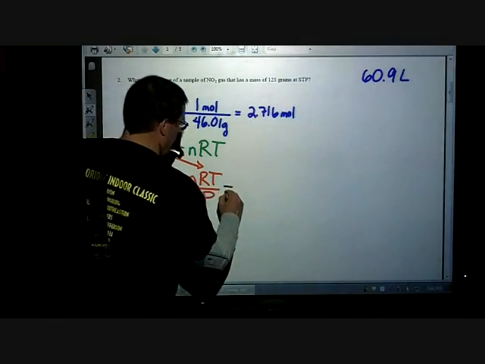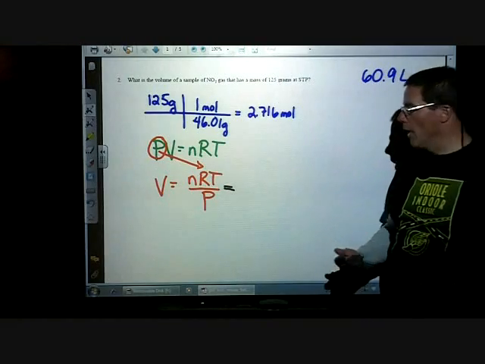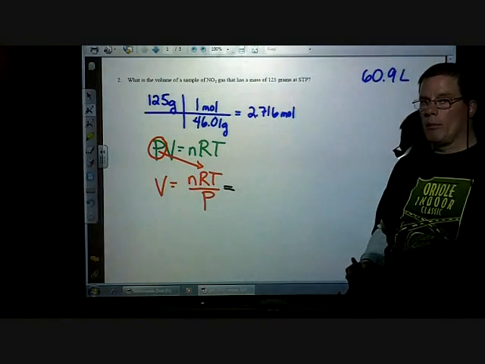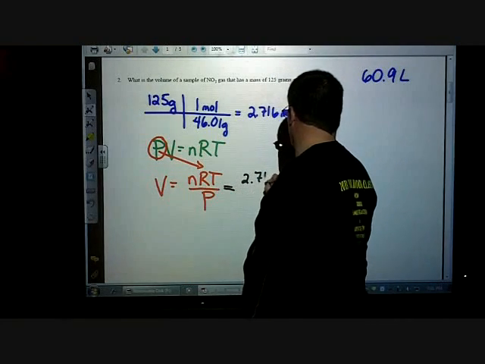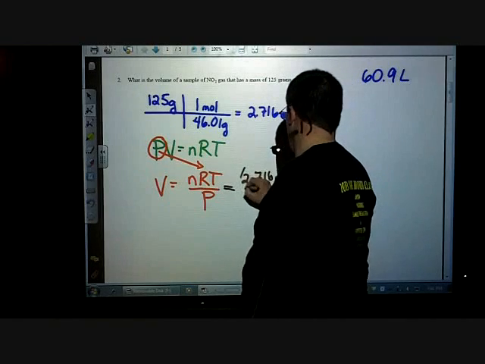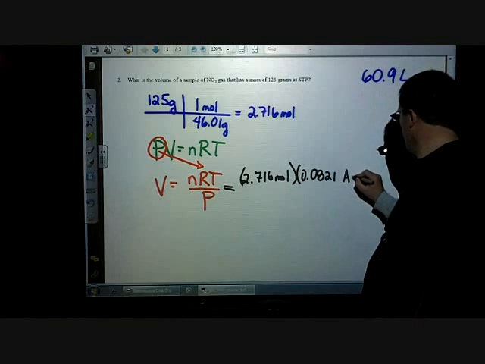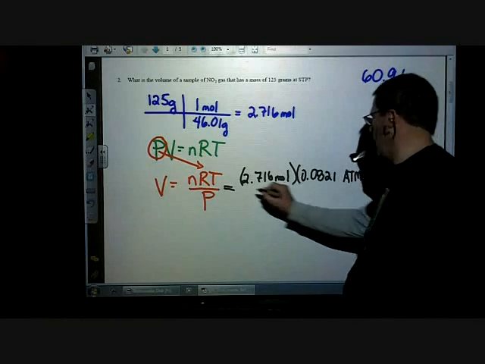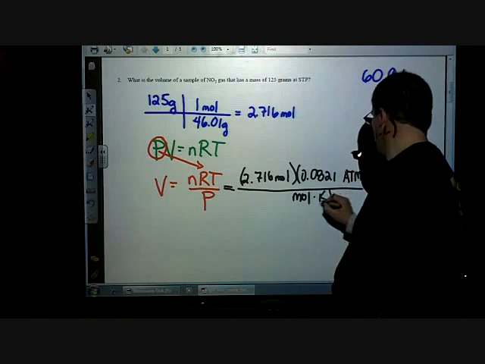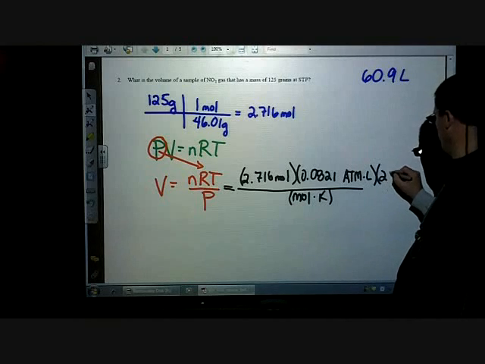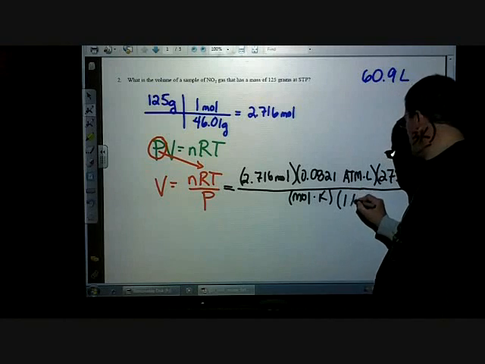Then we can plug in our values that we know. Now, if you plan on using your P as 1 atmosphere, then we have to use 0.0821 atmosphere liter per mole Kelvin for our R value. So plug in the value that we just had, 2.716 moles. And the R we'll use is 0.0821, and we'll call that atmosphere liter, and again, I'm a big fan of only one dividing line, so mole Kelvin. And then our temperature is 273, and 1 atmosphere of pressure.